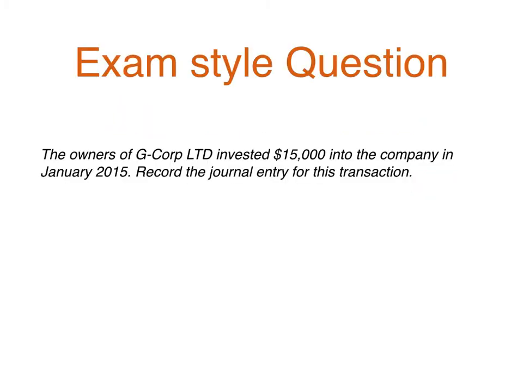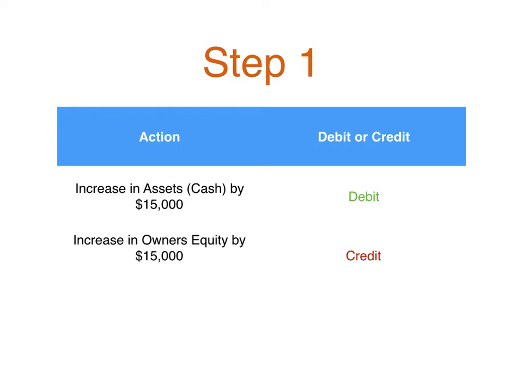Now we have an exam-style question. So step 1. You have to analyze whether there's been an increase in assets or an increase in liabilities or equity in order to decide whether to debit or credit the accounts.